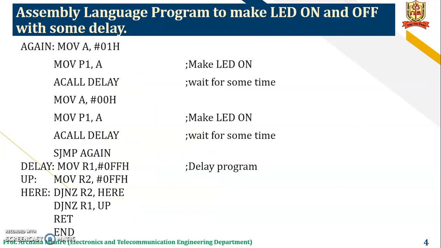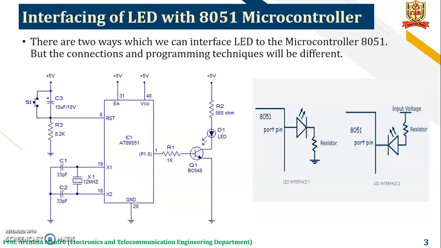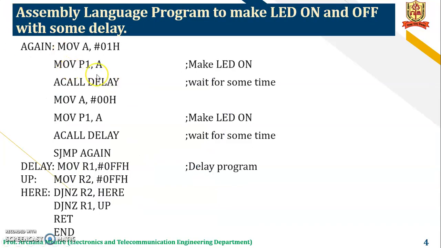Now this is the assembly language program to make an LED on and off with some delay. First, while writing the program, the accumulator content should be 01H, as the LED is connected to port 1.0 pin. So MOV P1, A: whatever content is in the accumulator register is moved into the P1 port. So here your LED turns on, then you have to keep the LED on for some time. So here you have to call delay.